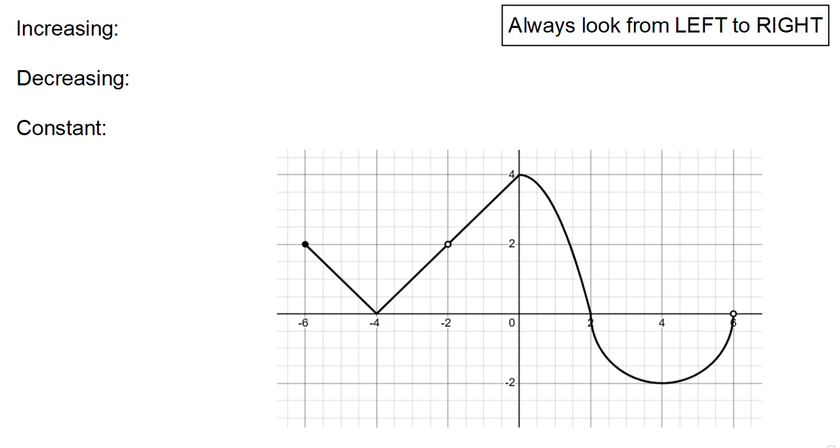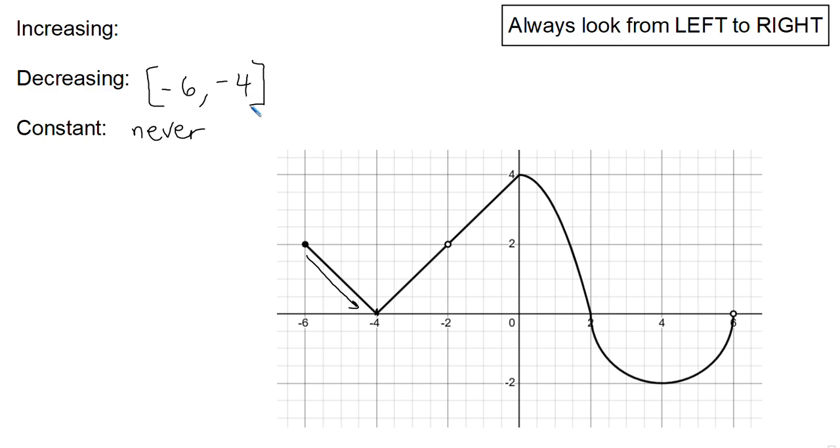We'll follow a similar process here. There are no places where this is just flat. So again, we'll say that it's never constant. And then we'll look at the beginning at -6. We should have a closed endpoint, and it should be going down, so it should be decreasing. So we'll decrease from -6 until we get to this x value of -4.